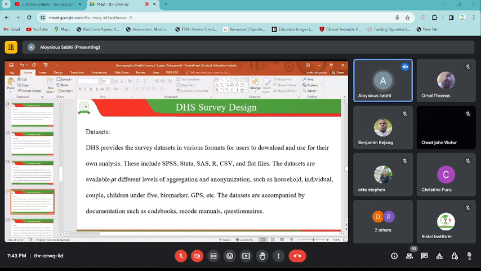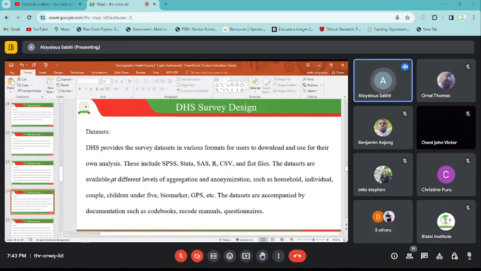Secondary studies, they can develop research topics and so forth from the DHS datasets. So the DHS provides the survey datasets in various formats for users to download and use for their own analysis. And the formats that the DHS provides are SPSS, what we call Statistical Package for the Social Sciences, Stata, SAS, R and CSV, and other flat files.